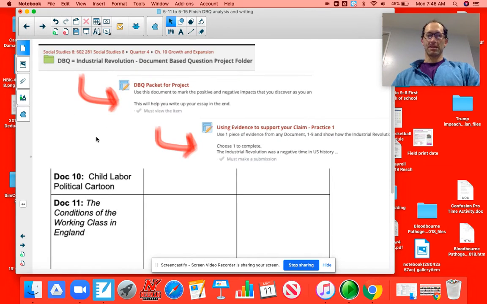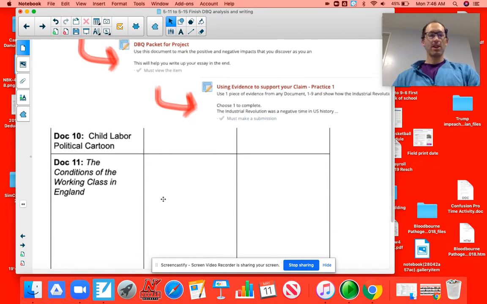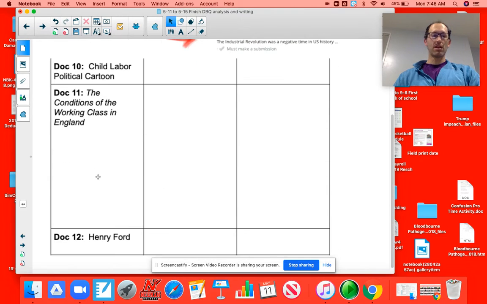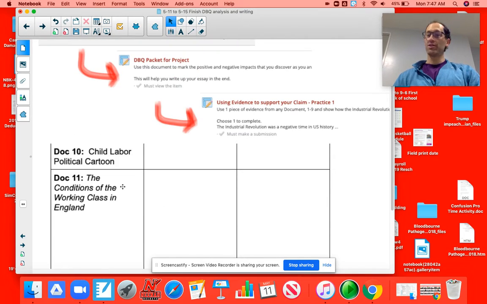In today's lesson, I want you to jump into the DBQ folder. Make sure that you jump in and open up your packet and go to documents 10, 11, and 12, that section. And be sure to write down some positive and negative impacts that you observe or you read.